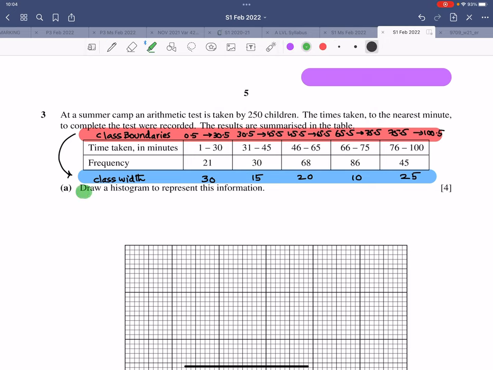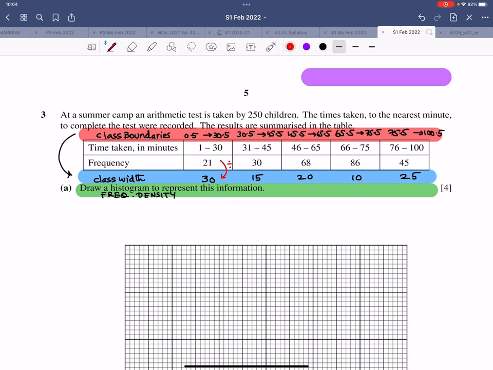That is about frequency density. So frequency density is frequency divided by class width. So this goes like this, this divided by this, and this, and this, and this. So now frequency divided by class width is the frequency density.